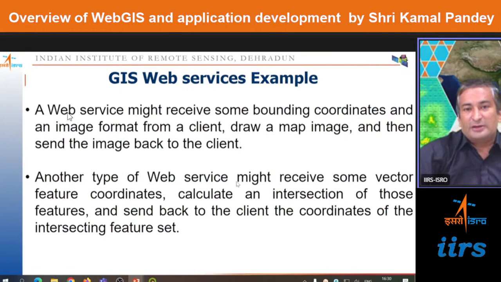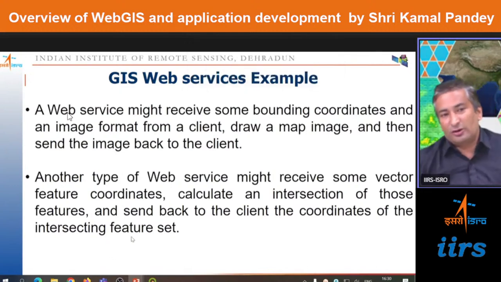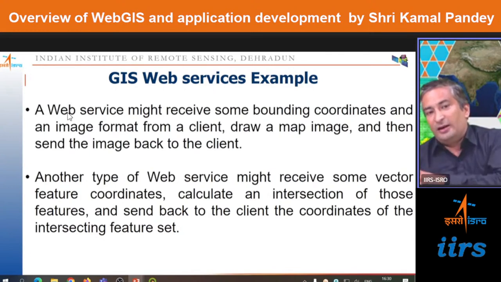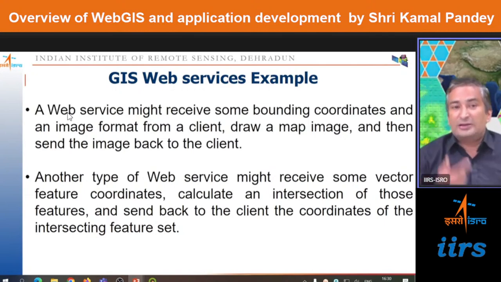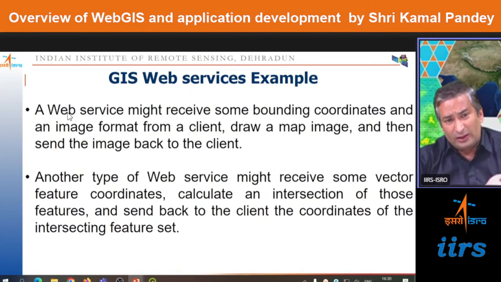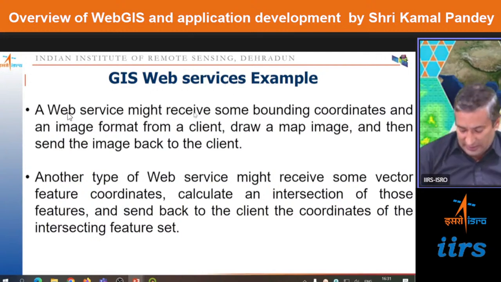Another type of web service might receive some vector feature coordinates, calculate an intersection of those features, and then send back to the client the coordinates of the intersecting feature. Means your client is sending, I want the intersection of one land use map and the slope map. So at the server end, that web service will perform the intersection operation, and once the result is ready, those common features are sent back to the client. I am not performing that intersection. It can be intersection, it can be union, it can be identity, any kind of operation is done with the help of a web service basically.